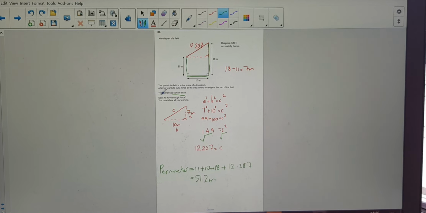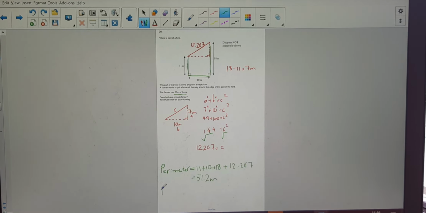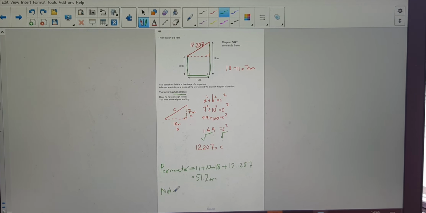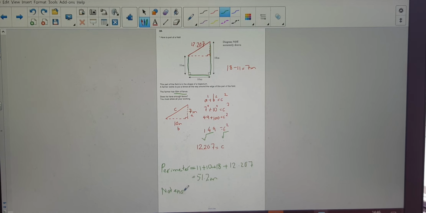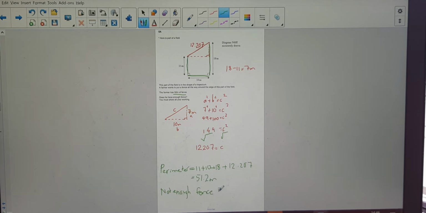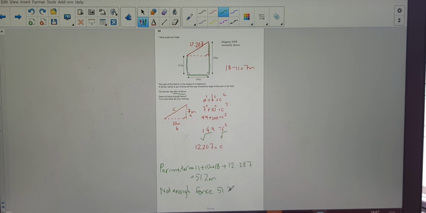Okay, I still haven't got all of my marks. Does he have enough fence? No. Not enough fence. And the reason why is because 51.2 is greater than 50.